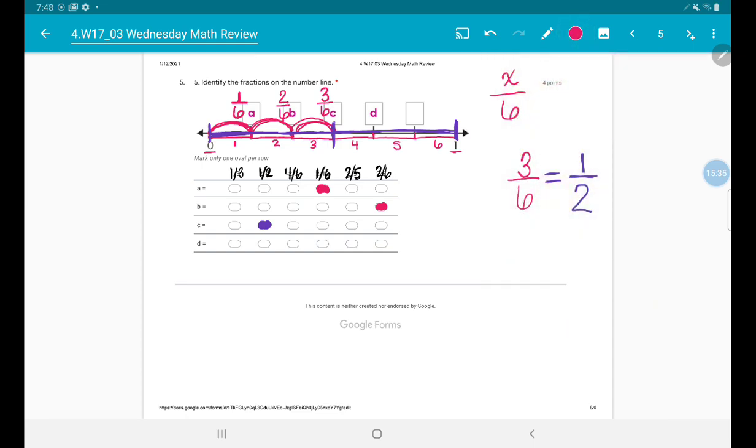Now I need to find D. From 3/6 or 1/2 to D is another 1/6. So D is going to be equal to 4/6.